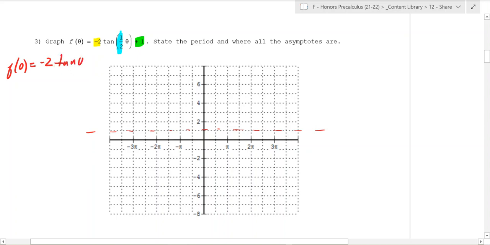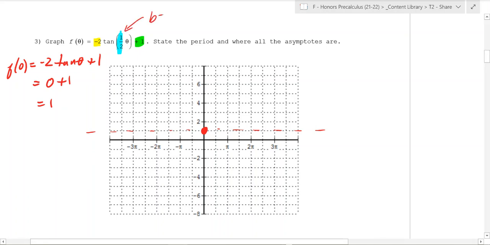Tangent of 0 plus 1. Well, we know that tangent of 0 is 0, so this is just going to be 0 plus 1, which is 1. So that first point will actually be right here. You could then figure out what the period is because you know the b value.